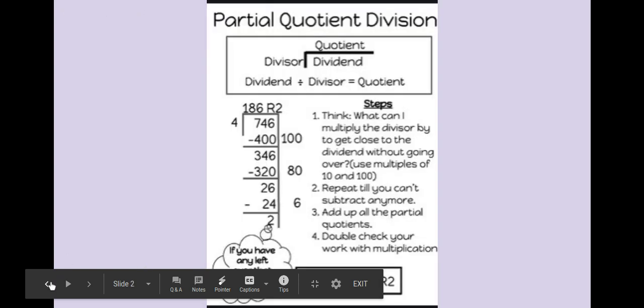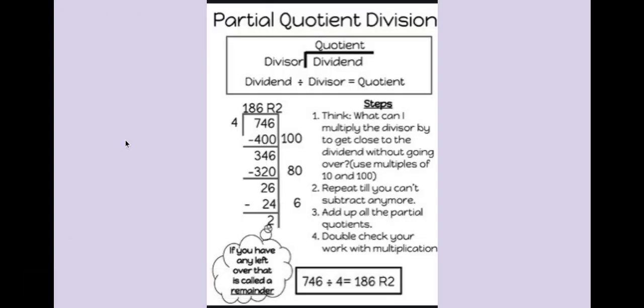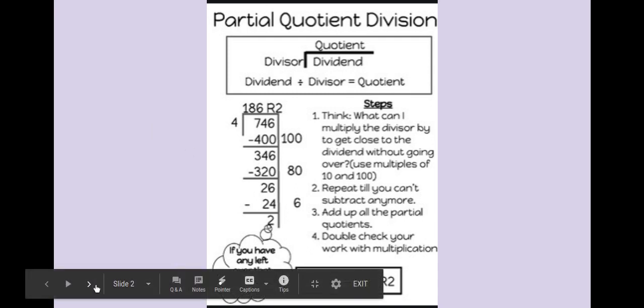Now I want to go back to this picture because you are just repeating the same steps over and over again. What can you multiply the divisor by to get close to the dividend? Repeat it until you can't subtract anymore. And then you just add up the groups all together.